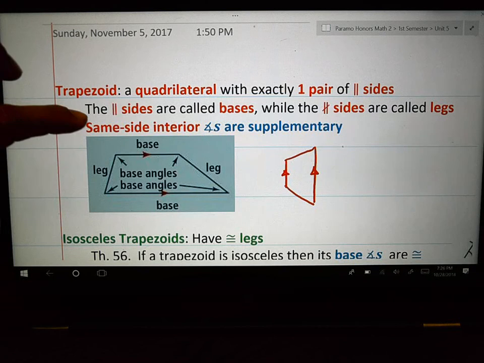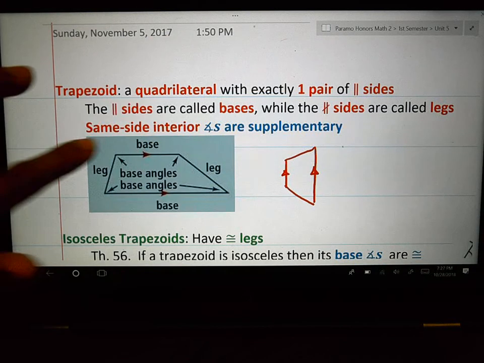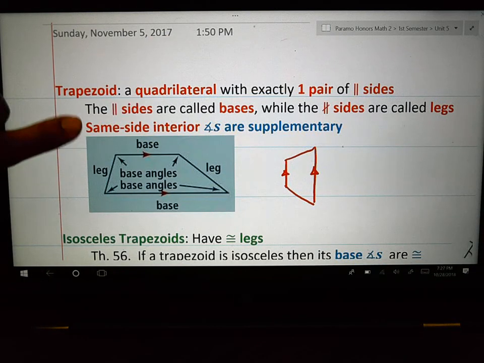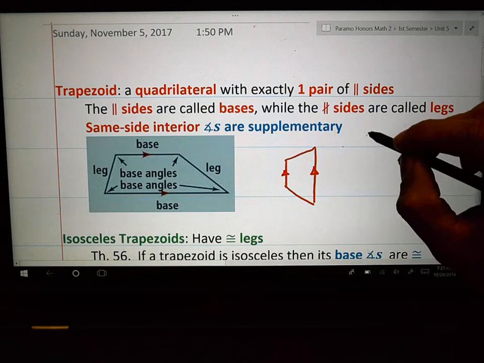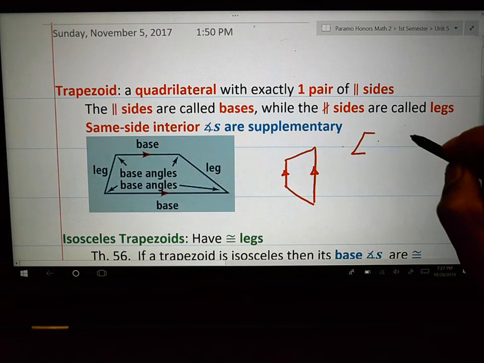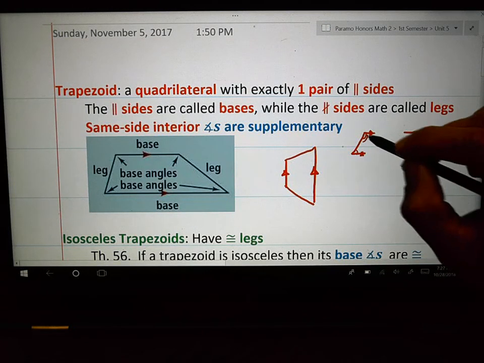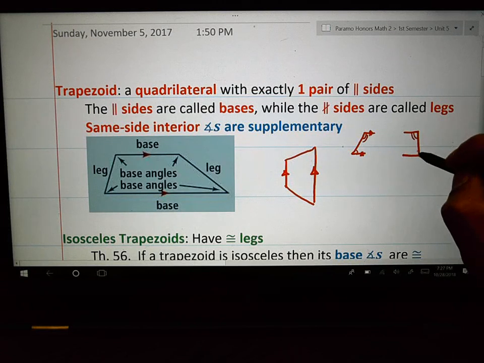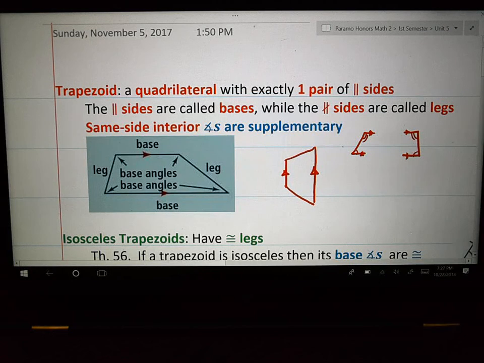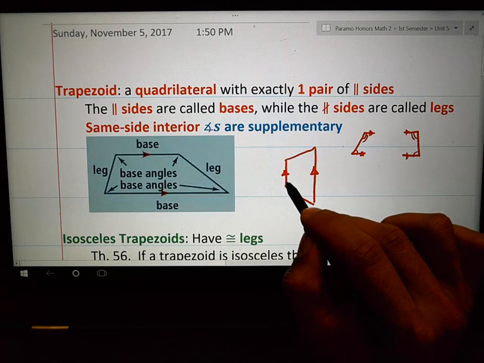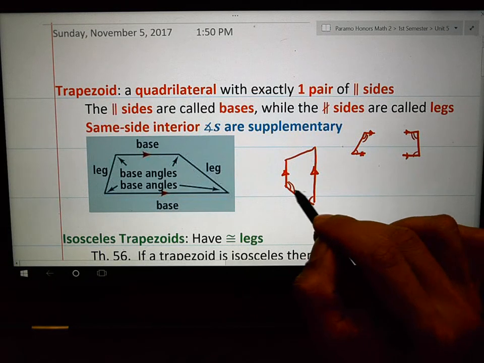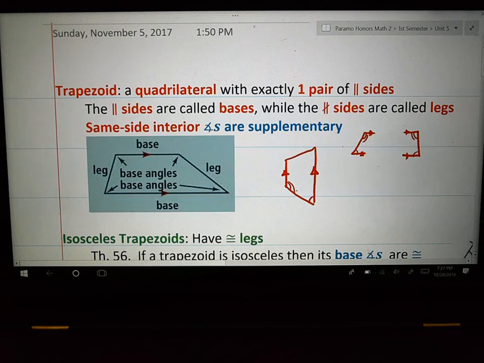What's interesting about trapezoids is that the same side interior angles are supplementary, also known as the consecutive interior angles. They are the ones that form something like a letter C or a bracket. The ones that are touching the parallel sides are always supplementary. Make a C shape, sometimes a backward C, and these two are the ones that are supplementary, because the same side interior angles are supplementary.